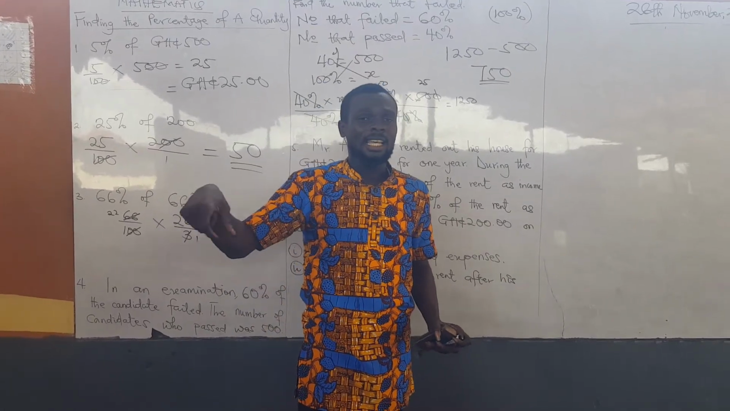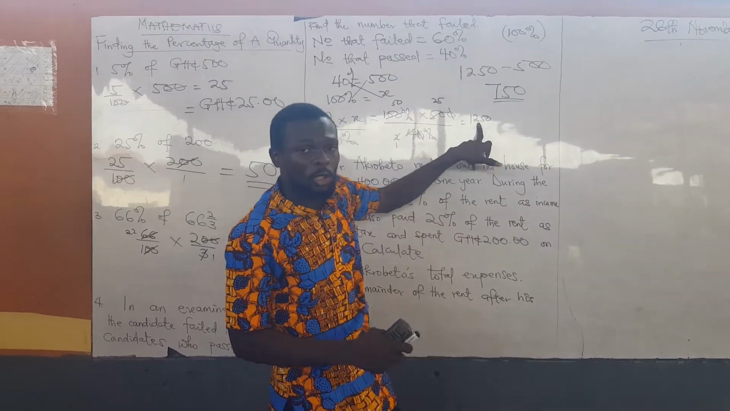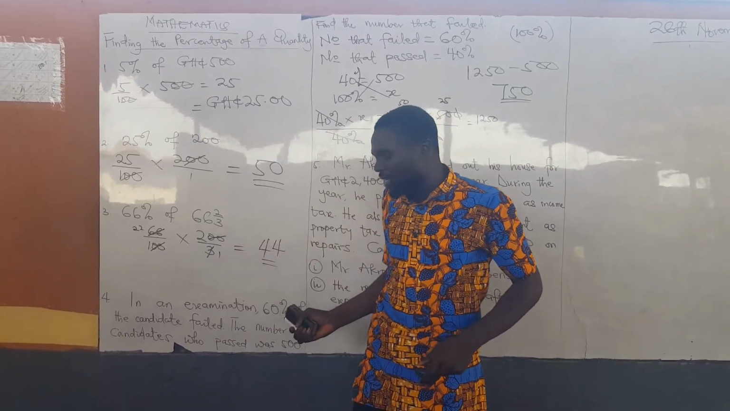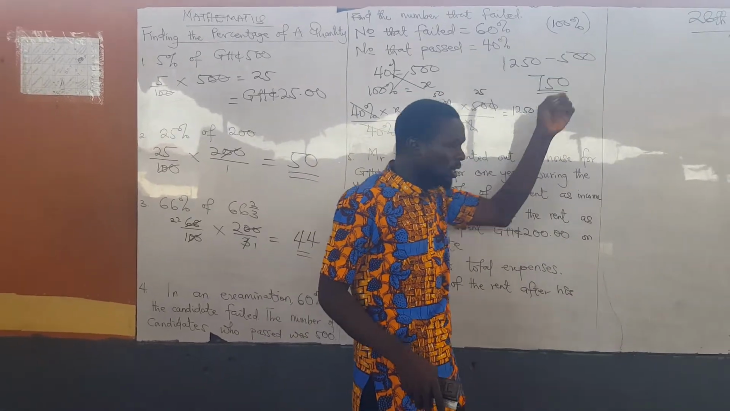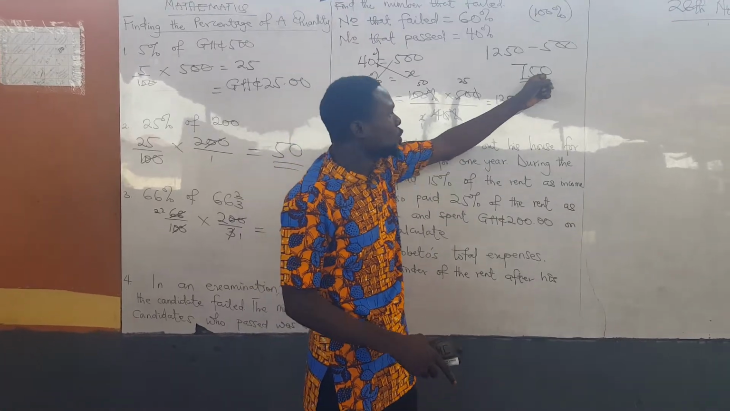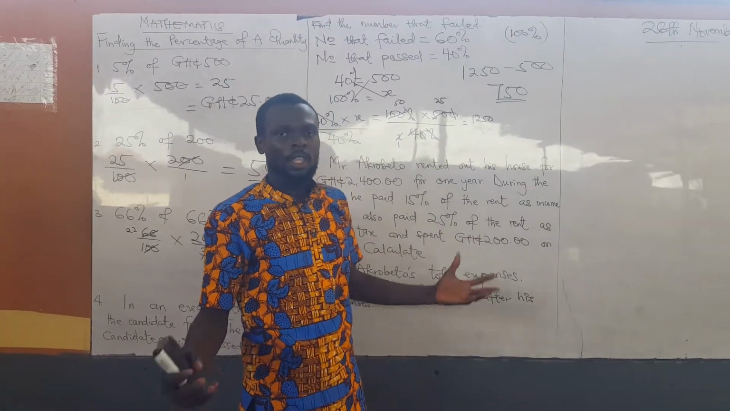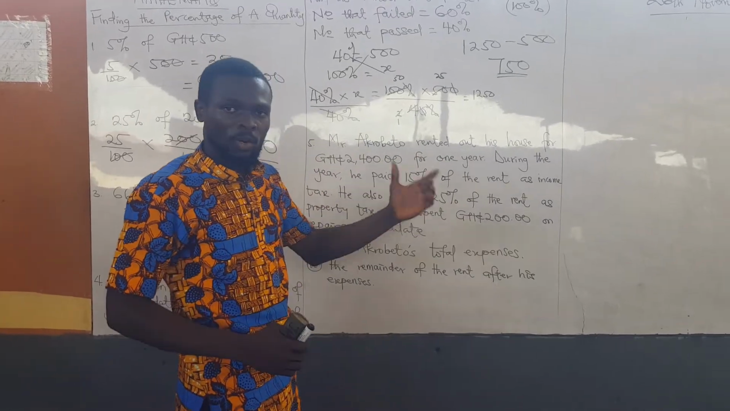The alternate method is that you can also find 60%, because we were told that 60% of the candidates failed. So if you don't want to subtract, if you find 60% of 1250, you end up getting 750. And that is that for that question.